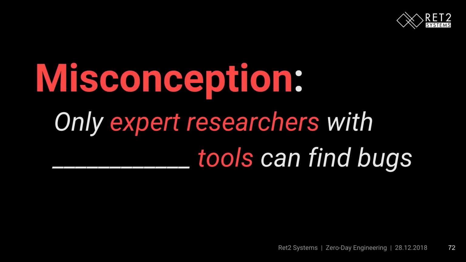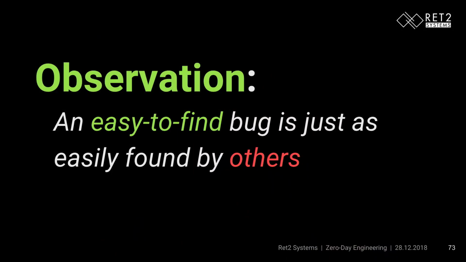Which brings us to the misconception that only expert researchers with blank tools can find bugs. And so you can fill in the blank with whatever you want. It can be cutting-edge tools, state-of-the-art, state-sponsored, magic bullet. This is not true. There are very few secrets. So the next observation, you should be very wary of any bugs that you find quickly. A good mantra is that an easy-to-find bug is just as easily found by others.